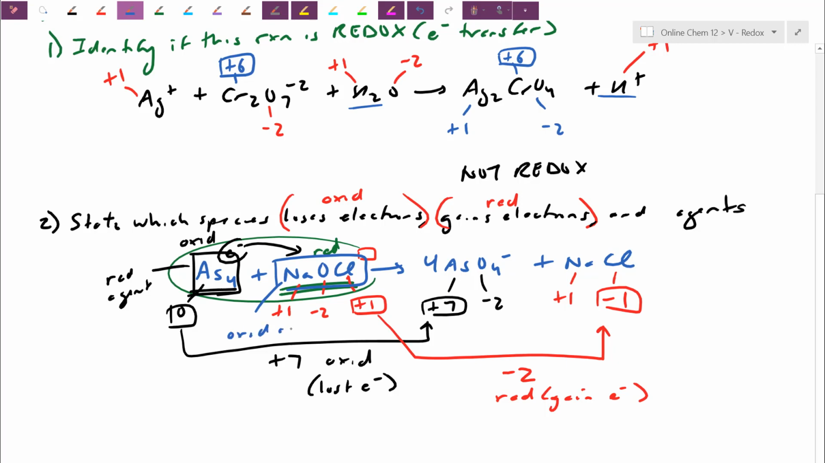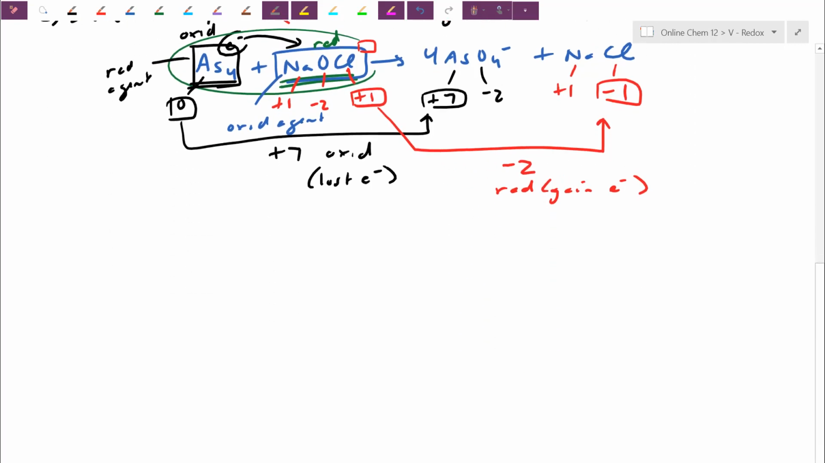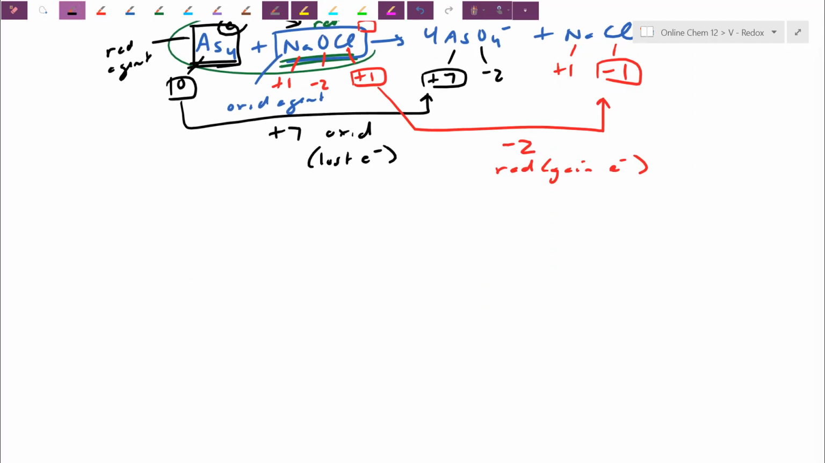As you're defining agents here, don't say, oh, it's the thing that gets reduced. That's just by consequence. Just state that, oh, it helps someone else reduce or it helps someone else oxidize. Okay. So hopefully that clarifies some terms from the previous lesson.